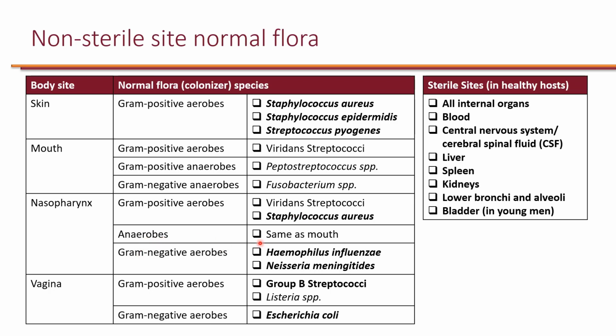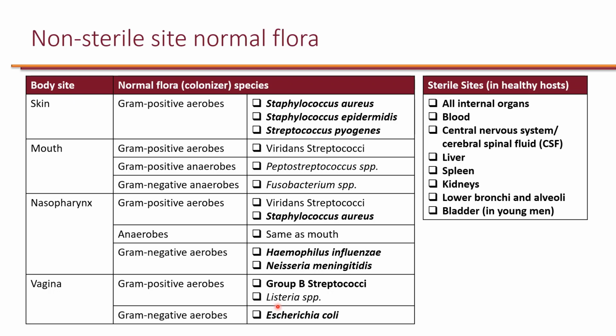Let's see. So the anaerobes in the nasopharynx are the same anaerobes as the mouth, and there are some gram-negative aerobes in the respiratory tract. So H. flu, Haemophilus influenzae, and Neisseria meningitidis is one. And then in the vagina, there are flora. For example, E. coli is a resident of vaginal tissue, and group B Streptococci, and Listeria.